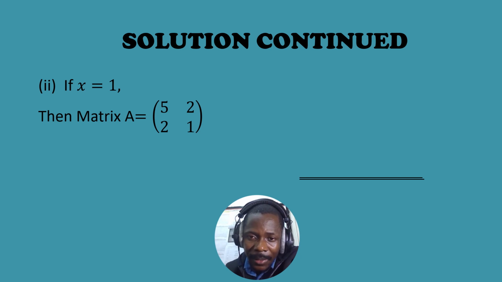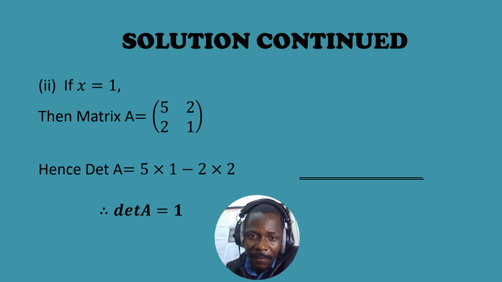Now here specifically x has been given to us, so we can now find what has been requested. The determinant is going to be 5 by 1 minus 2 by 2. So 5 multiplied by 1, these are elements in the major diagonal, minus elements in the minor diagonal. This is going to give us 5 minus 4, which is the determinant of 1. So since the determinant is 1, the inverse is going to be 1 over 1.